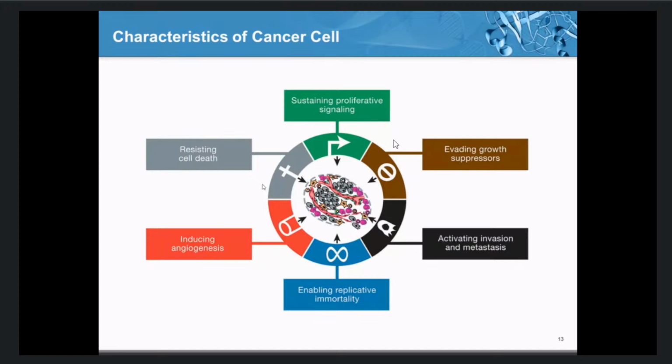It explains how proliferation with the signal pathways lets cancer develop, how we can suppress the growth of the cell, how it activates metastasis, and how angiogenesis plays a very important role.